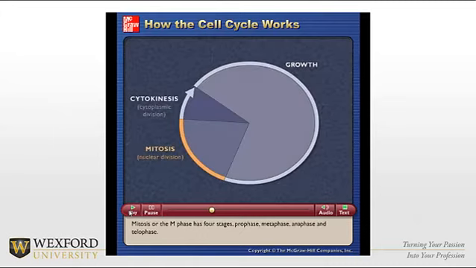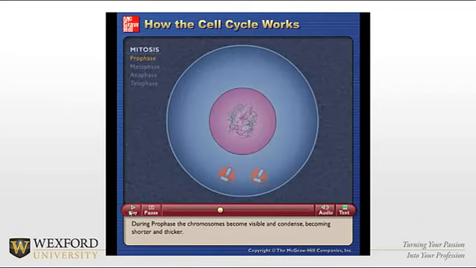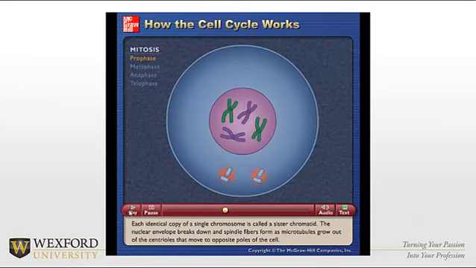Mitosis, or the M phase, has 4 stages: prophase, metaphase, anaphase, and telophase. During prophase, the chromosomes become visible and condense, becoming shorter and thicker. Each identical copy of a single chromosome is called a sister chromatid. The nuclear envelope breaks down and spindle fibers form as microtubules grow out of the centrioles that move to opposite poles of the cell.